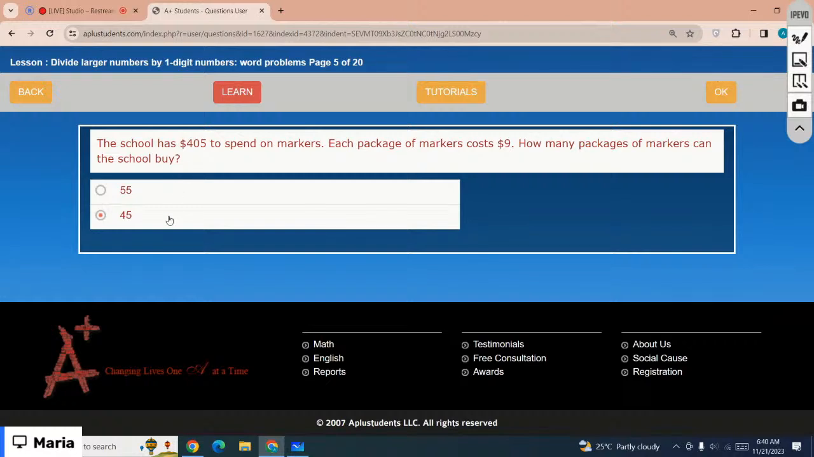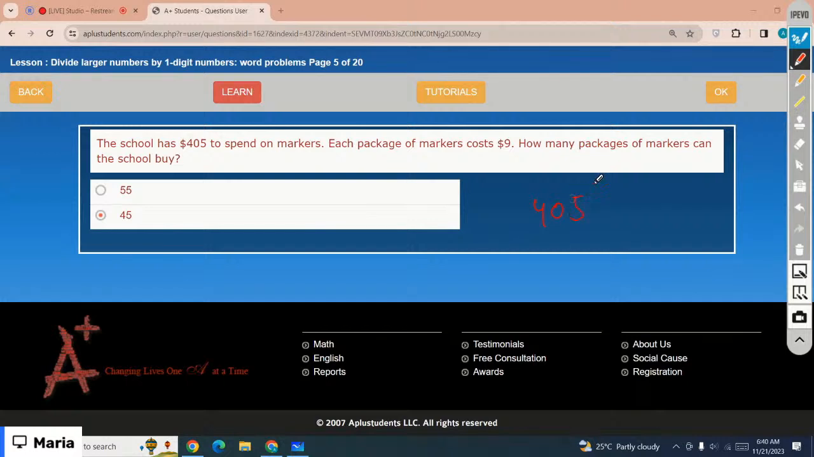That is 45, 9 times. Let me just divide and show how we divide. 405 by 9. You guys are just guessing the answers, right? 9 times 4 is 36, because 9 times 5 is 45, right? So 40 minus 36 is 4. Now bring the 5 down. You can count 9 times 5 is 45. So the correct option is 45, right?